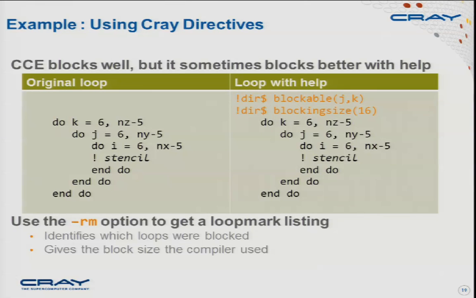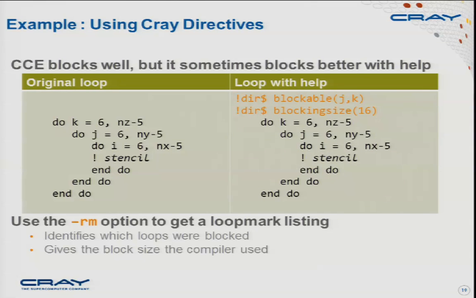And actually, the Loopmark listing, whether it does it automatically or whether you do a blockable without specifying a block size, will tell you that it blocked a loop, and it will tell you the size of the blocking factor that it blocked it. So another use of it would be, well, the compiler blocked the loop automatically, and I looked in there, and it said it did 256 by 16. But I'm smarter than that. I know that's way too small or way too big, or I just want to try other things.